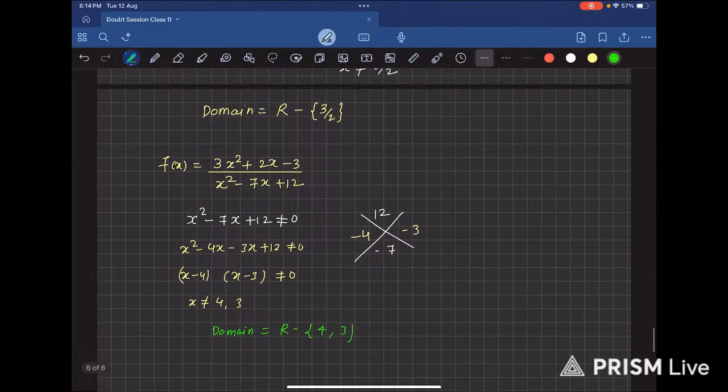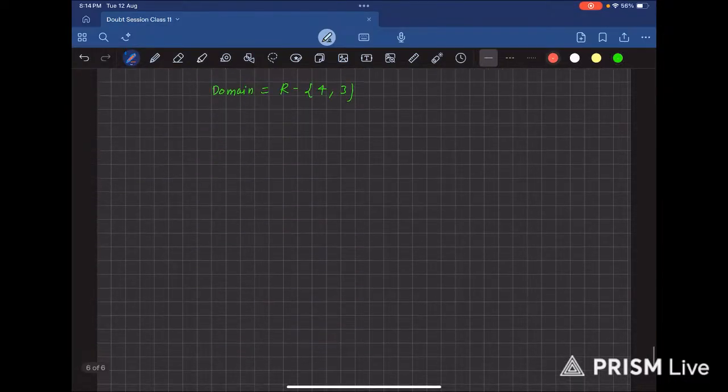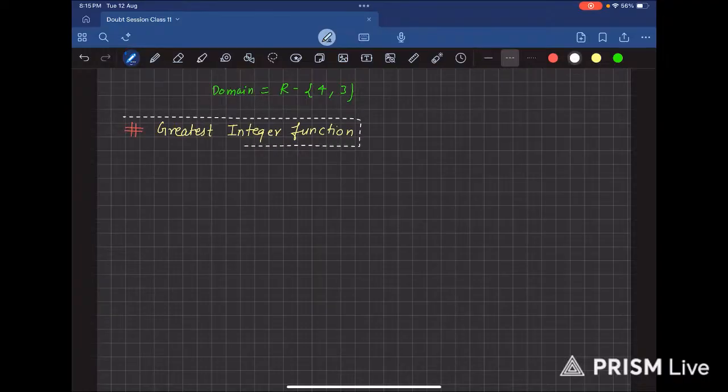Now I'm going to explain what is important for you all at the point of NCERT board. So do see this part. Greatest integer function.